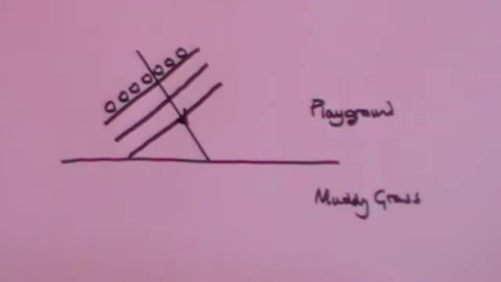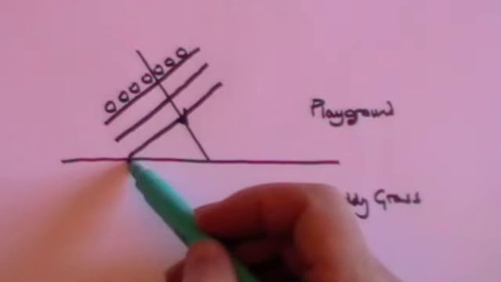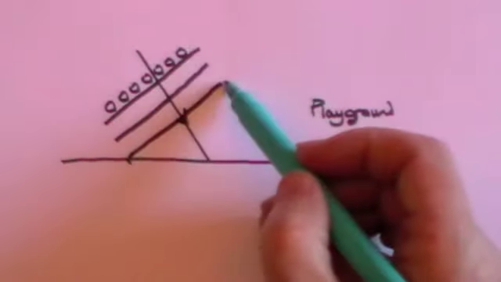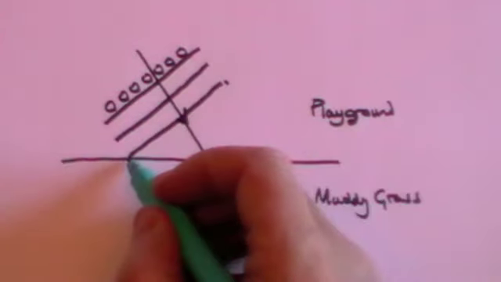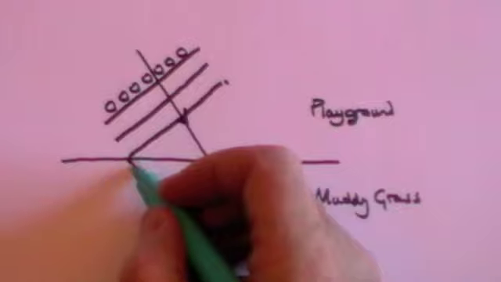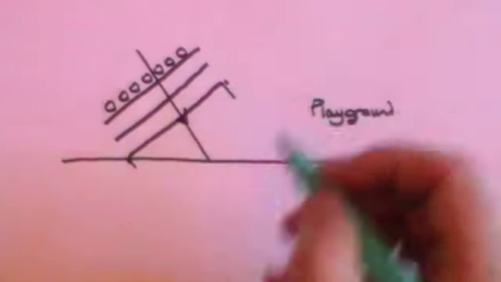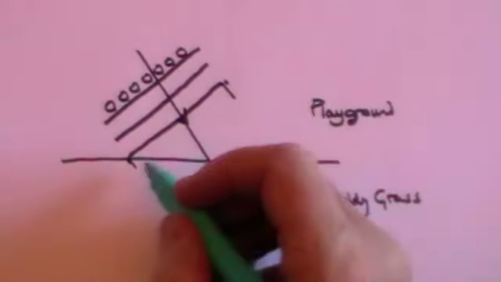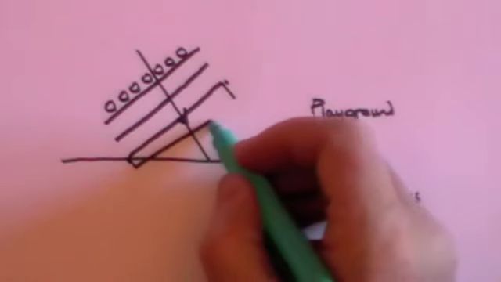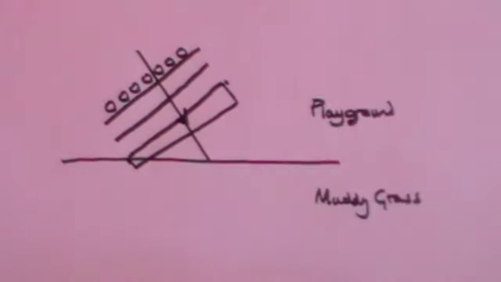Now, all is fine until this group of children at this end get to the muddy grass. Once they get to the muddy grass, their progress is going to be a lot slower, because they're on the grass, than these children who are still on the firm playground. So what you'll find is that now these children don't get very far, but these children get further. And so consequently, the line starts to change.